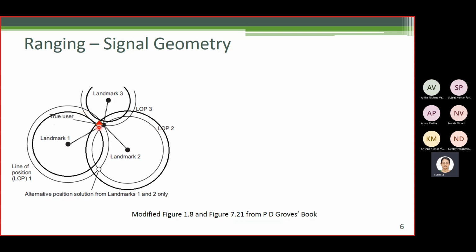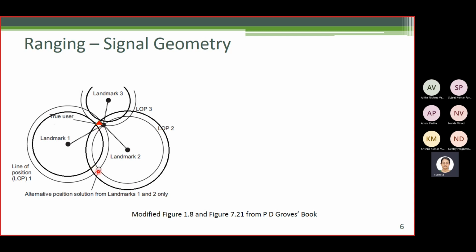So this is for one particular measurement. For another measurement, again we get another band of circles. And now these two bands intersect. So instead of getting a particular point, we are actually getting an area. If you consider these two bands, this one and this one, we basically have this as the area of intersection, correct? The user can lie anywhere within this area. This is called the area of uncertainty.